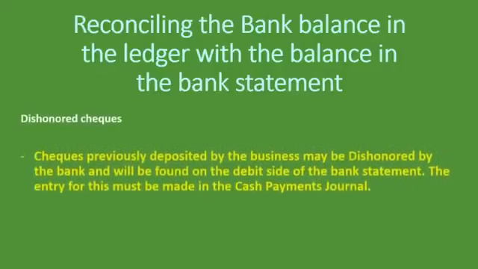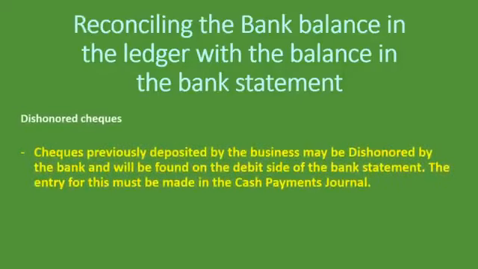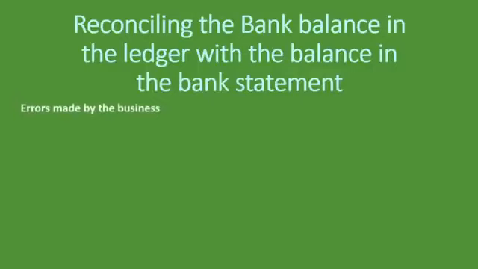Dishonored checks. If a check is dishonored, checks previously deposited by the business may be dishonored by the bank and will be found on the debit side of the bank statement. So whenever we want to cash in a check and the bank says this is dishonored, it will appear on the debit side of the bank statement. The entry for this must be made in the cash payments journal. So when a check is dishonored, you put it on the cash payments journal. A check that you try to deposit in the bank, then you'll put it on the cash payments journal.